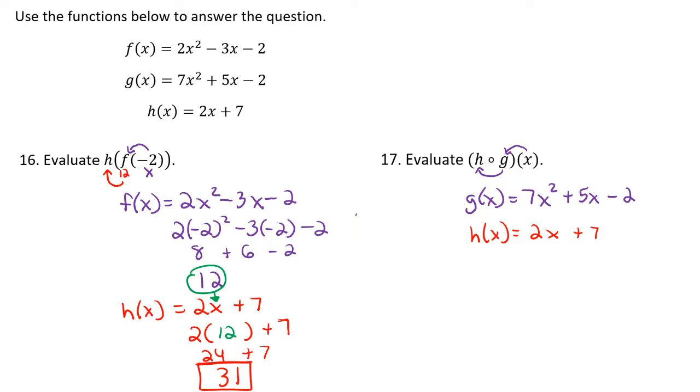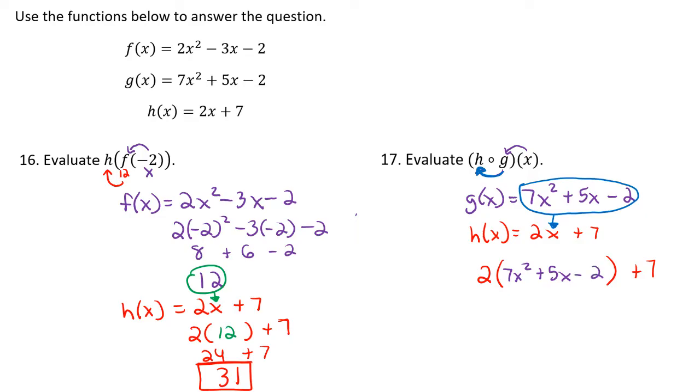And since g is going into h, I'm going to take this entire g equation and plug it into the h equation. So wherever I see an x, I will replace it with 7x squared plus 5x minus 2. So my equation would look like 2 parentheses, then a plus 7. And inside those parentheses, instead of writing x, I'm going to have 7x squared plus 5x minus 2.